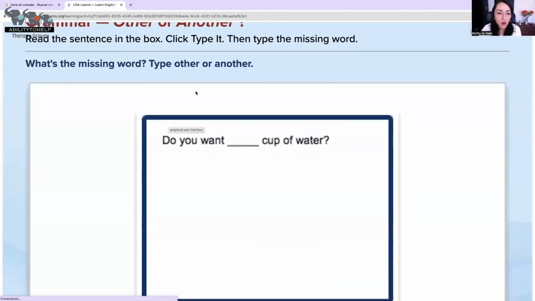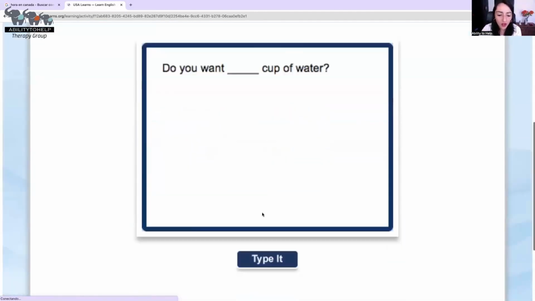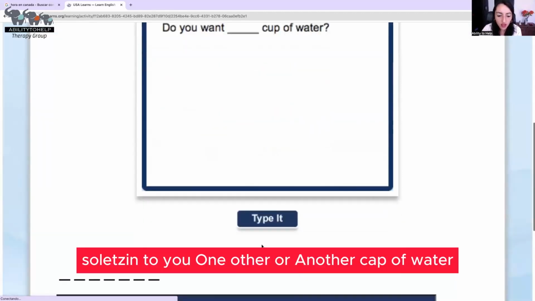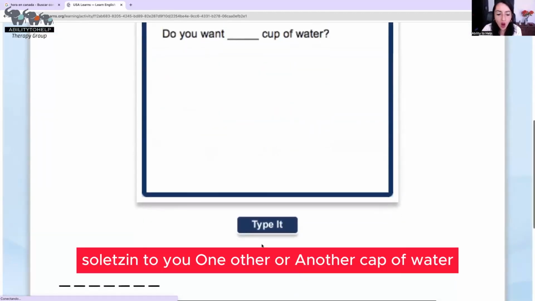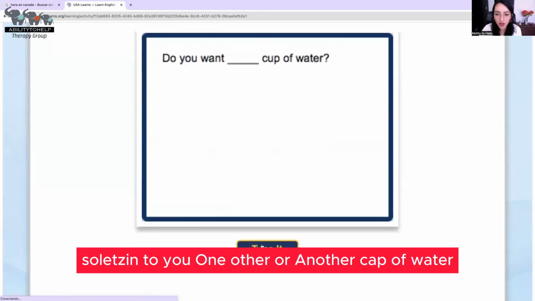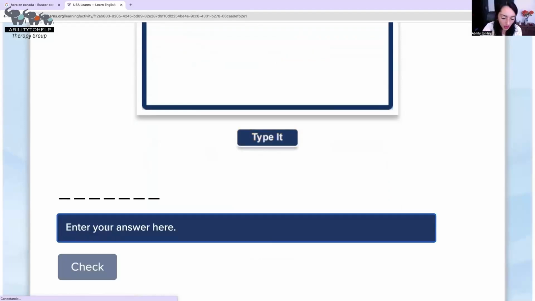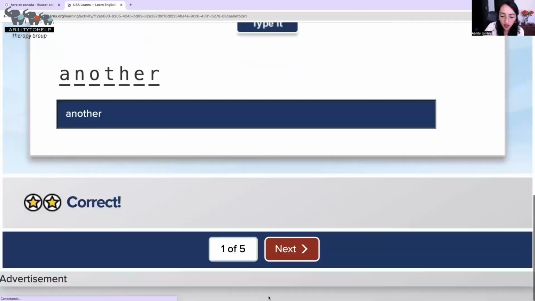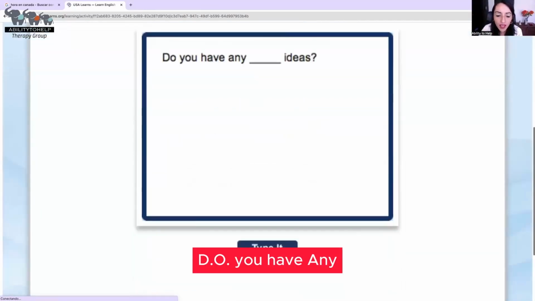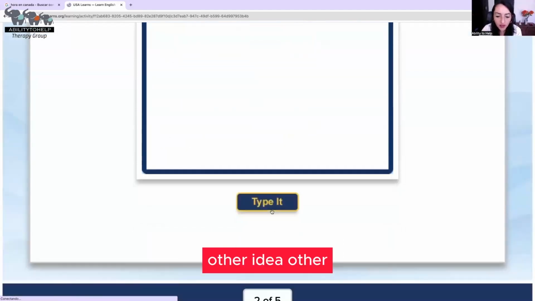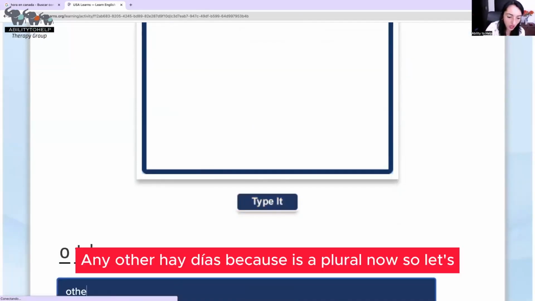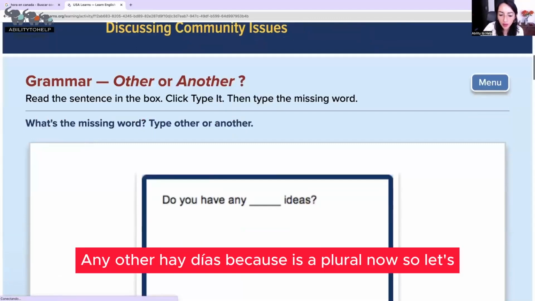Okay, this was a simple exercise. So what's the missing word? Type other or another in this question. Do you want other or another cup of water? Cup of water is a countable noun, so you have to write another. Another is just for a countable, and when you are talking about one of them. Do you have any other idea? Any other ideas? Because it's a plural noun.